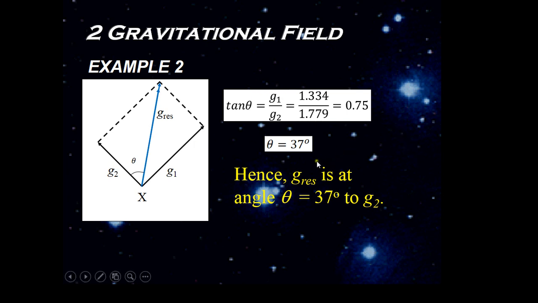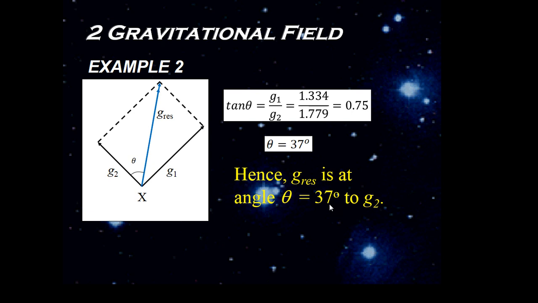It's not so bad. If you want to be more specific in your words, you can say resultant gravitational field is of the value of 2.22 x 10 to the power minus 6 and the angle 37 degrees clockwise from G2. You can say that, not an issue.